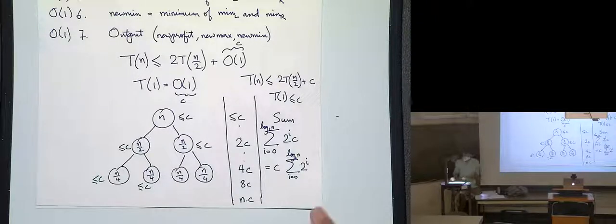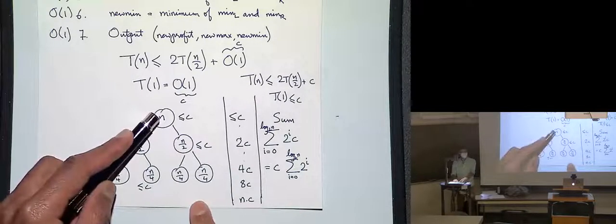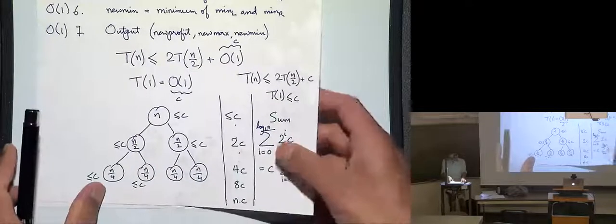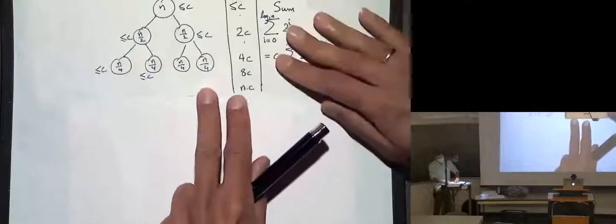See, another way to think of this is that every node has at most c. How many nodes are there? Well, you have O of n nodes. That's the number of recursive calls. So there are many ways of slicing this pizza, but let's do it this way. Okay, so let me move this over here.